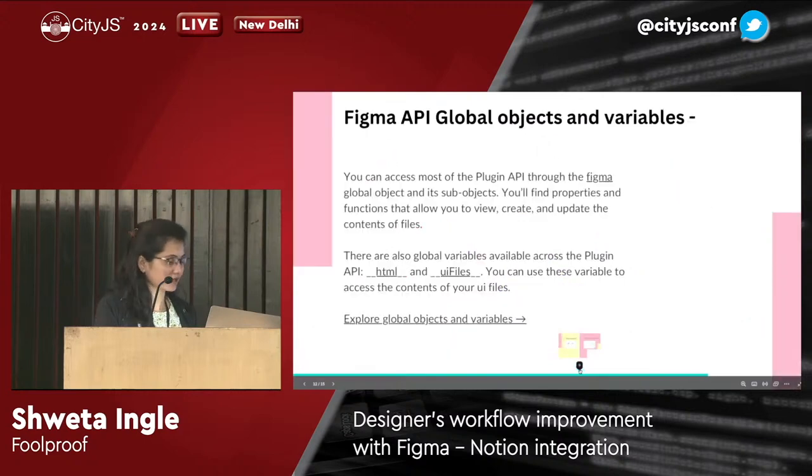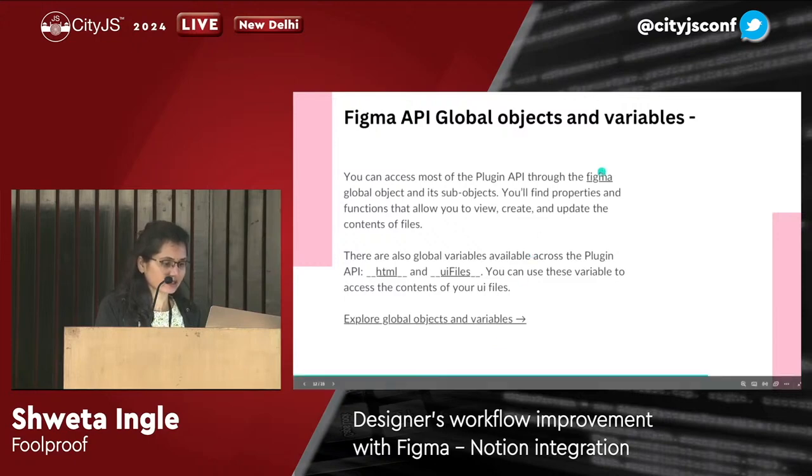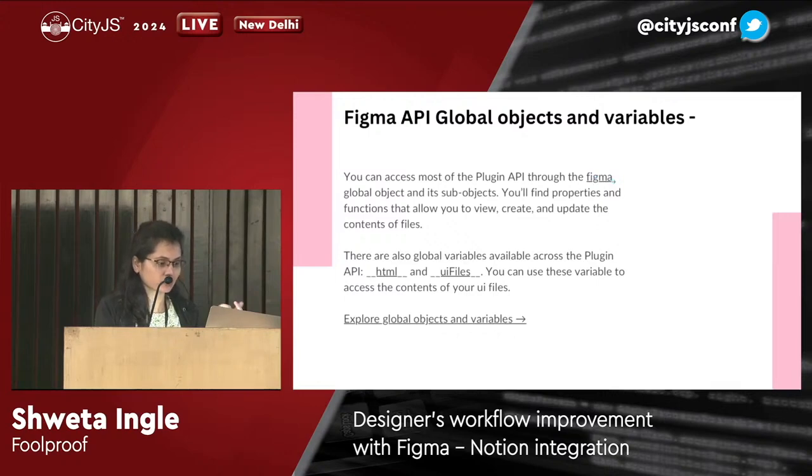By the time the application runs, we will get to know a few very basic things which are required to get started with Figma. One is the Figma global object. You can relate this to the JavaScript object, like how we can access this.window or this.document.